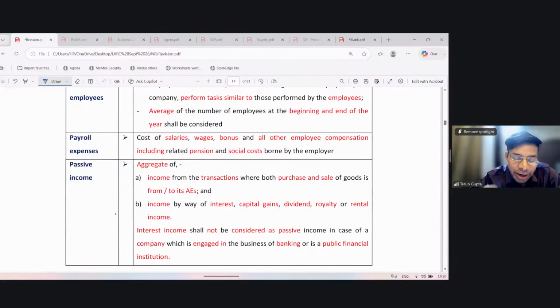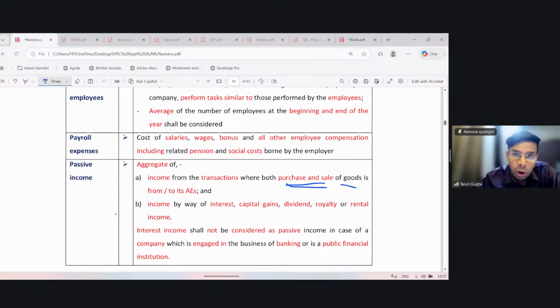Passive income is the aggregate of these two incomes, which is income from transaction where both purchase and sales of goods is from or to an associated enterprise. If even a purchase or a sale is to an AE, then it's not a passive income. But if goods are purchased from an AE and also sold to the AE, then it's a passive income.